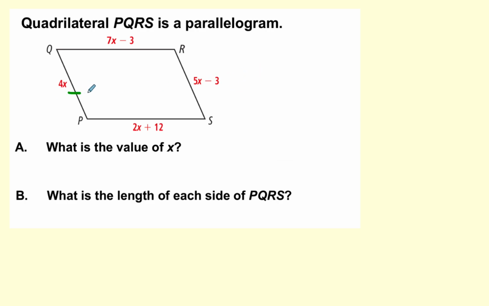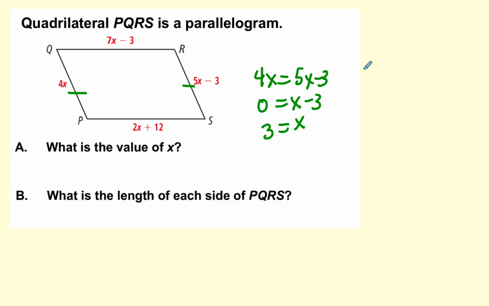We know that this side is congruent to this side. So we know that 4x will be equal to 5x minus 3. If I subtract 4x on both sides, that'll be 0 is equal to x minus 3. Add 3 to both sides, x is equal to 3.